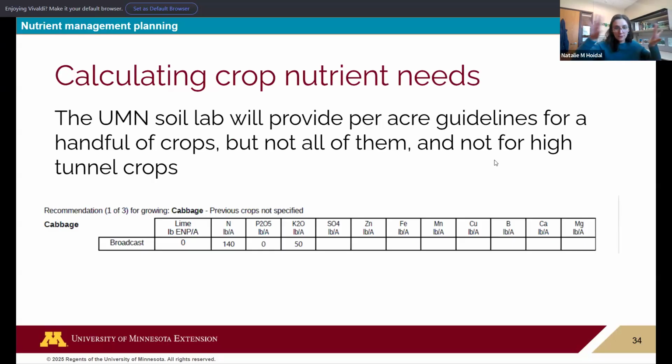So that's sort of general, but what do we do specifically for your soil? Your soil test will give you a recommendation. And if you're using the U of M lab, and I know this is true of other labs as well, you can usually choose like 2 or 3 crops that you are going to grow. So here's an example screenshot from a soil test for cabbage. This person, based on their soil test, needs 140 pounds of nitrogen and 50 pounds of potassium, no phosphorus. So how do we do that?